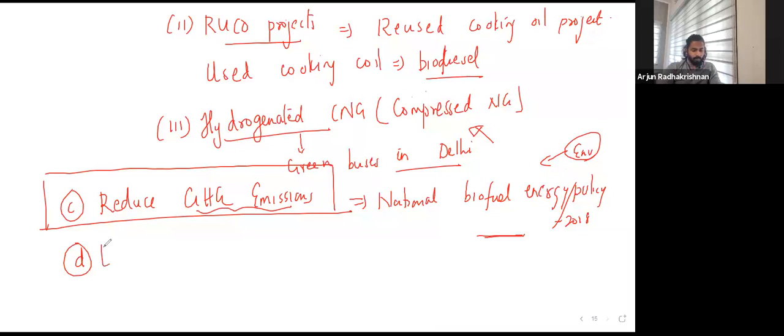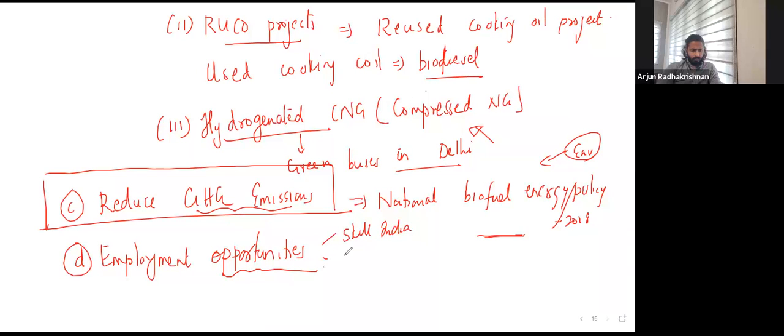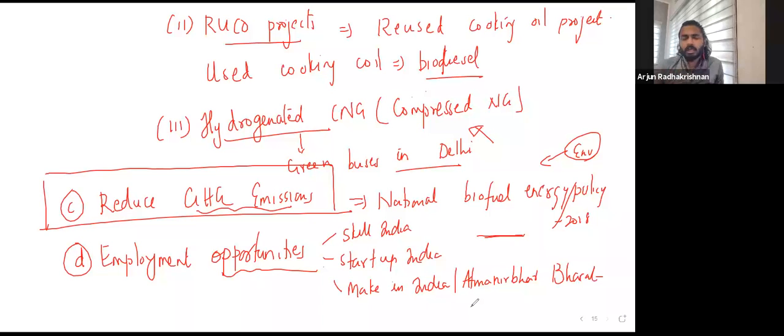And fourth is employment generation or employment opportunities. So obviously this is a new sector, with electric vehicles, hybrid vehicles, etc. So we have a lot of schemes like Skill India, Startup India, Make in India, Atmanirbhar Bharat. All these are there. So more employment has to be generated. So through all this, we are trying to generate more employment. It is a generic point, but yeah, we are trying to generate more employment through this.